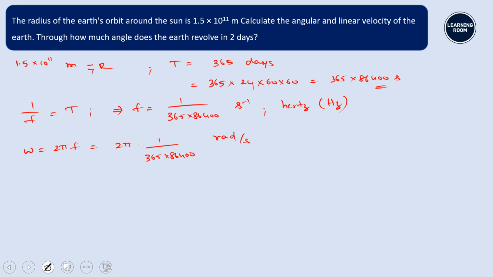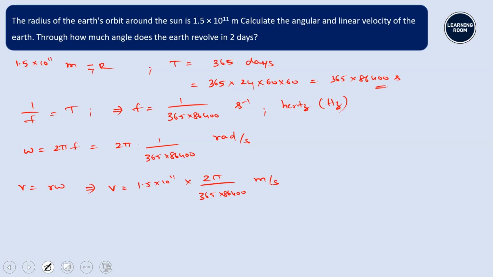What about linear velocity? So V will be equal to R into omega. So V is equal to R, which is how much? It is 1.5 into 10 power 11, into omega, which is 2 pi divided by 365 into 86,400, meter per second.